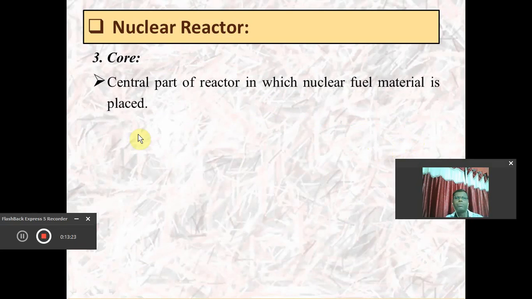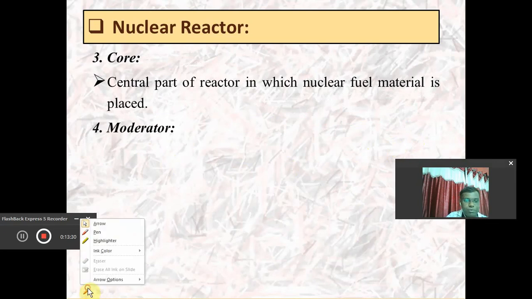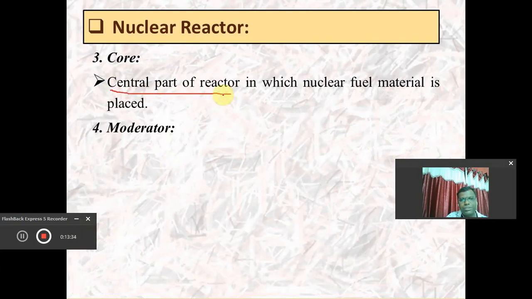The third important component of the nuclear reactor is called the core. So what is the core? Actually, this is one of the important parts which is present in the center of the reactor. So this is the central part of the reactor in which the nuclear fuel or the nuclear material is placed. That part is called the core. This is the inside central part of the nuclear reactor in which nuclear fuel material is placed, and that part is called the core.